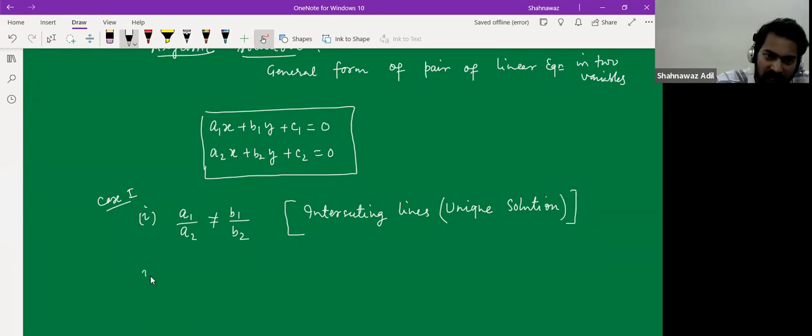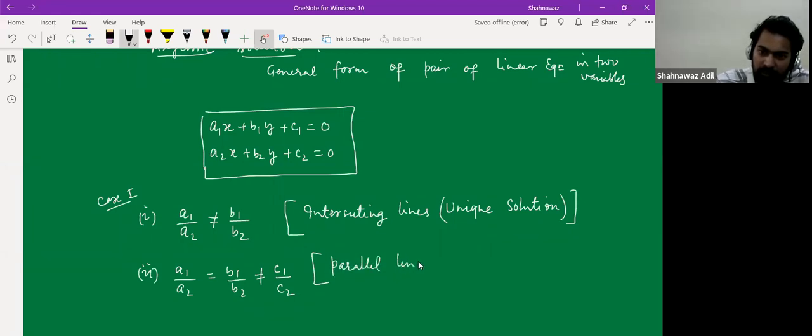And if you have A1 by A2 equals B1 by B2, which is not equal to C1 by C2, okay, so this is parallel lines, which means no solution. Understood?